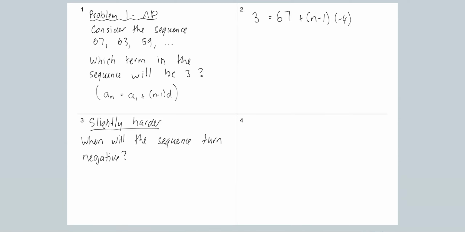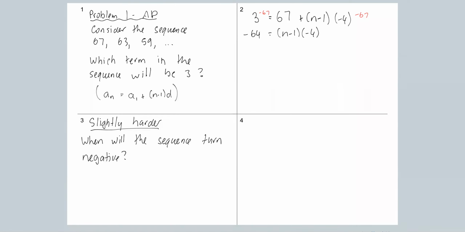So the first thing I'm going to do is take away 67 from both sides. You don't have to do it in red like I'm doing it. It's just a way of me articulating my thinking. And that gets rid of the 67 from the right, and 3 minus 67 is negative 64 on the left there. So I've got negative 64 equals (n minus 1) multiplied by negative 4.